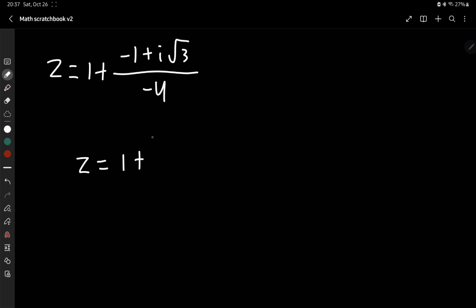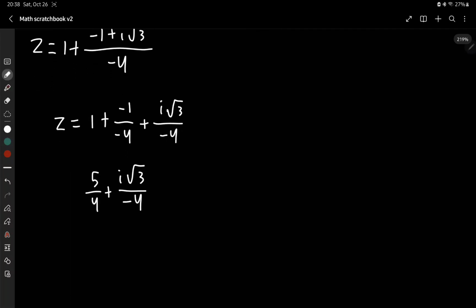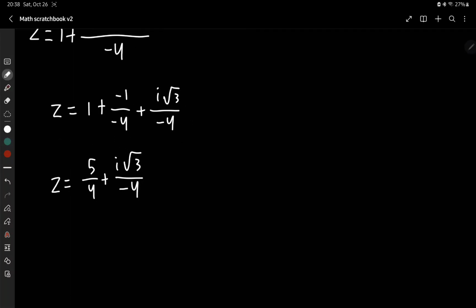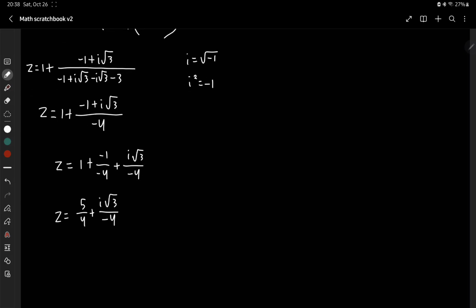So what I'm going to do is break it into sections. So we get -1 over -4 plus i square root 3 over -4. It's still the same thing, because if we add the fractions together, we get the same result. But from here, we can simplify that further to 5 over 4 plus i square root 3 over -4. And this would be the answer, besides the fact that we have to explicitly give the values of the real constants a and b.